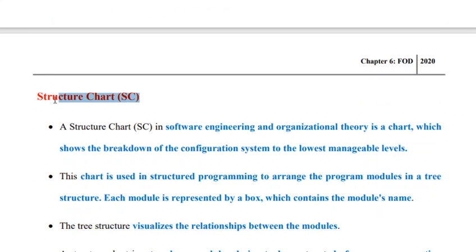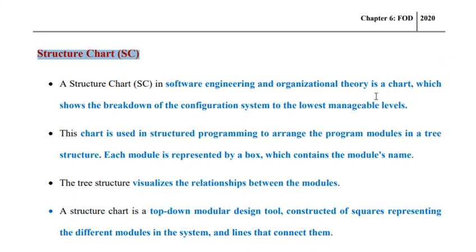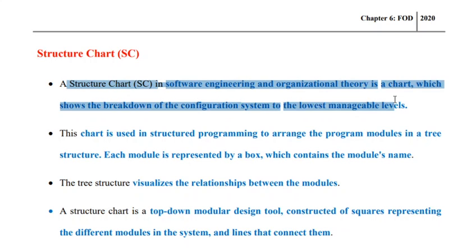Now, the next important thing that we're going to study is the structured chart. A structured chart is an organizational chart that is capable of representing the system in terms of modules, right? A structured chart in software engineering and organizational theory is a chart which shows the breakdown of the configuration of the system to the lowest level of abstraction. What it tries to do is decompose the system into the lowest level of abstraction over a series of decompositions. At the first level, we have the root node that represents the system, and in subsequent levels we have the modules with further decomposition into sub-modules.